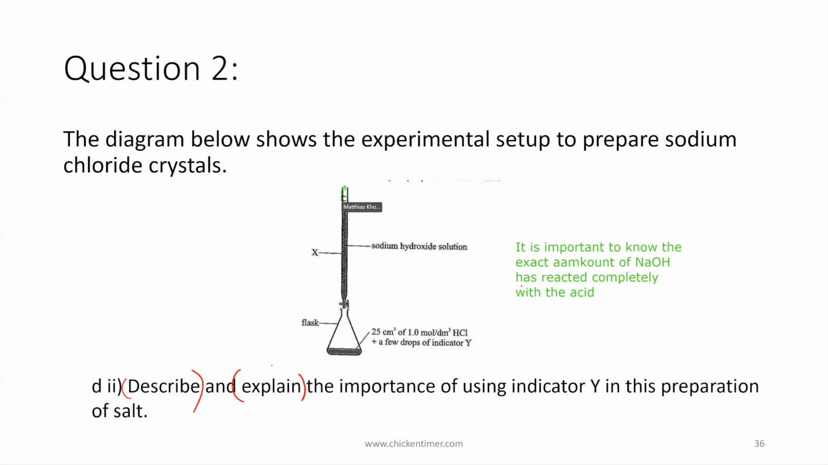Indicator Y tells you when neutralization takes place. So what happens? When neutralization takes place, the mixture will only have the salt, and there will not be any sodium hydroxide, and there will not be any HCl. So when you use indicator Y, you know the point where neutralization takes place, and you can identify the amount of sodium hydroxide and amount of HCl to use accurately.